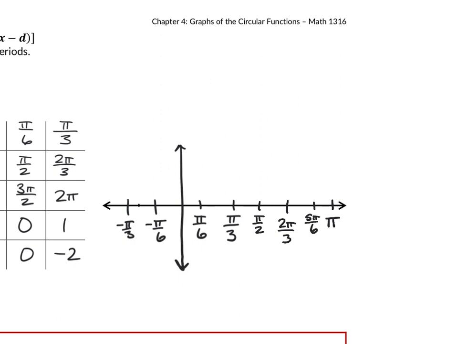So now I have all the tick marks on the x-axis. I will need to draw this function. I also know that I'm going to have an amplitude of 2, and I can begin graphing my function.